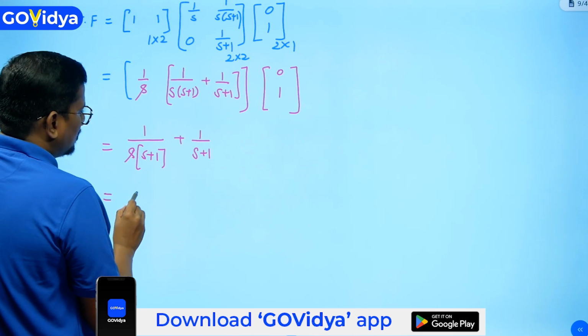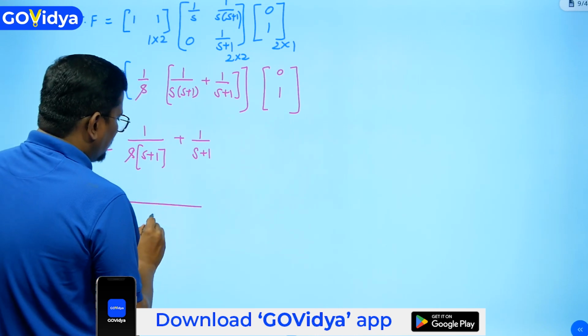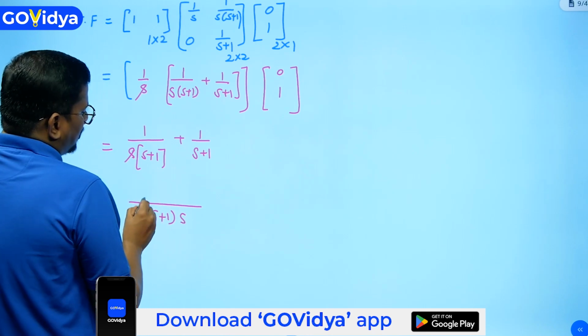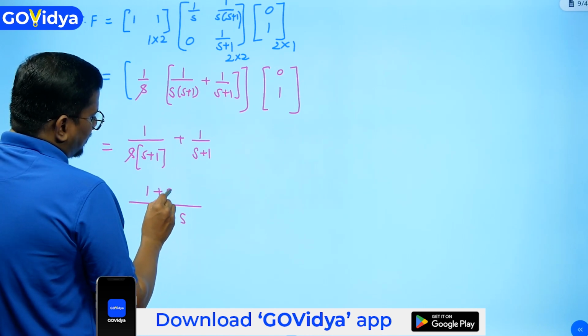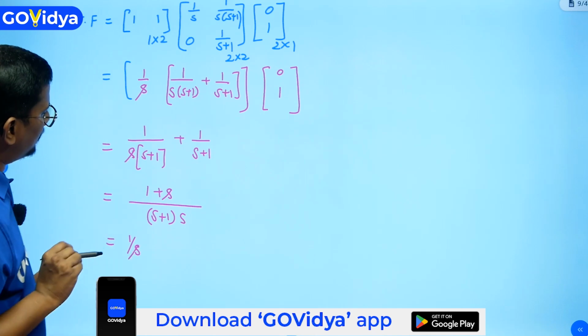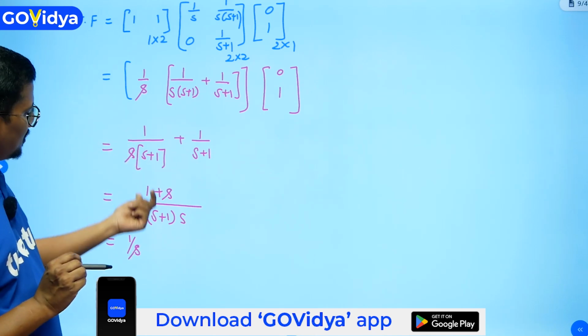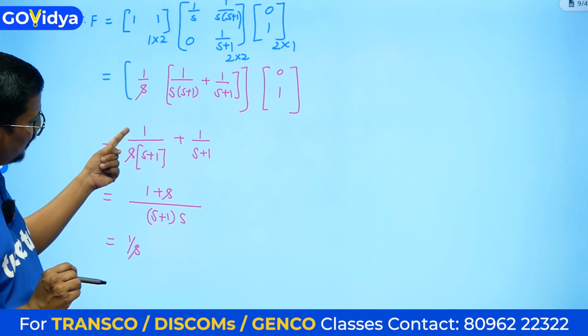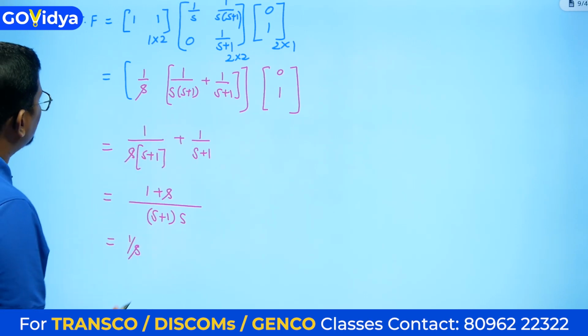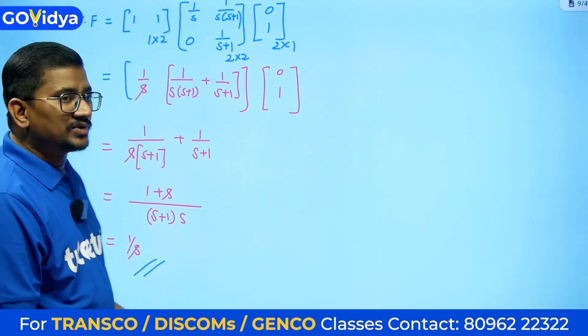So simplify this. LCM is S plus 1 into S. So can I say finally we got 1 upon S? See, S into S plus 1 is the LCM. So here I will get 1. Here I will get S, 1 plus S by 1 plus S into S, which is nothing but 1 by S. Therefore this is the final transfer function of the system.